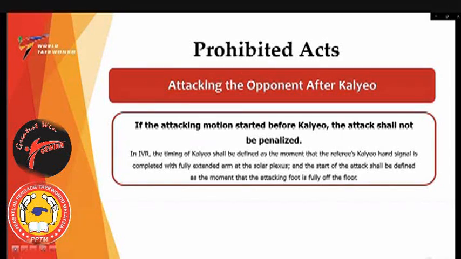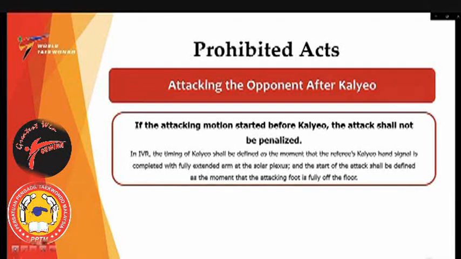This is considered kallyo. What we look for is where the foot placement is at the timing of kallyo. If the foot left the ground before the completion of the extension of the arm from the referee, then this is not considered attack after kallyo, even if the kick makes contact after the extension of the arm. What we're looking for is where the foot placement is. Was it on the ground or already off the ground before or after the arm extension?